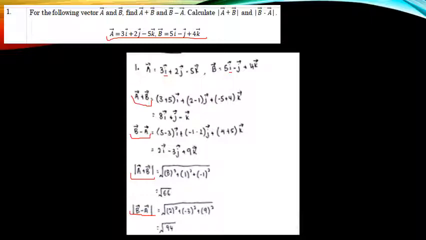So here's my answer for vector A plus vector B: 8i plus j minus k. My answer for vector B minus vector A is 2i minus 3j plus 9k. The magnitude of vector A plus vector B is square root 66. And the magnitude of vector B minus vector A is square root 94.